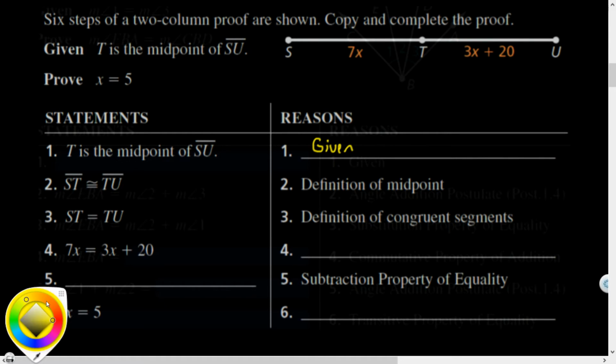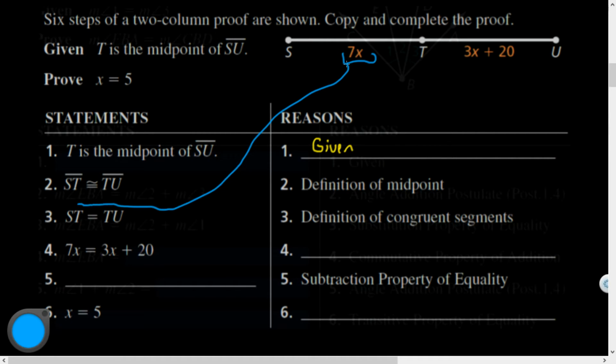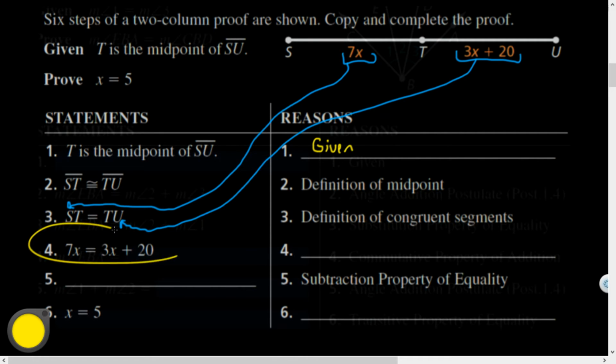And now if their measures are equal, I know a way to represent those measures as these algebraic expressions. What do you think we did here? What do you think I did here? What's my reason? Subs prop equality, substitution property of equality. If 7x is another way to describe the length of ST and 3x plus 20 is another way to describe the length of TU, I can interchange those things at any time I like.